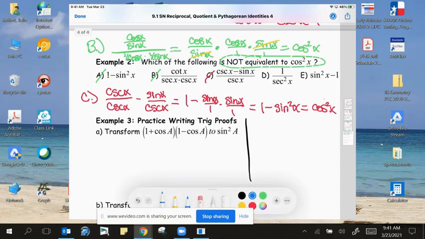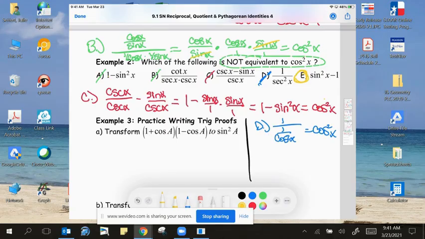On part D, we have 1 over secant squared x. That's 1 over 1 over cosine squared x, which is cosine squared x. Secant is the reciprocal of cosine, so 1 over secant squared is cosine squared. So again, D is not equivalent. That leaves E as the correct answer, meaning it's not equivalent to cosine squared x.